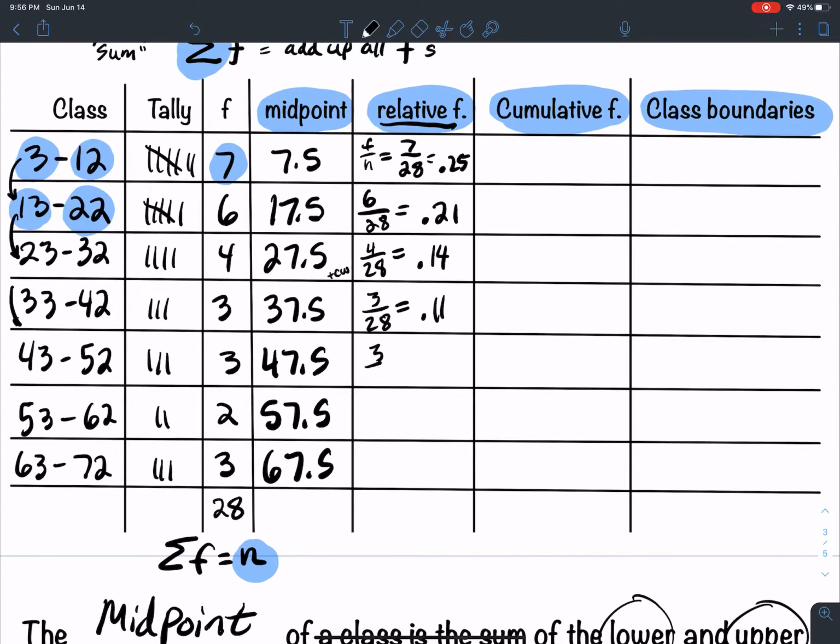3 divided by 28 again gets me 0.11. 2 divided by 28 gets me 0.07. And then last is 3 divided by 28, which gets me 0.11 again. Remember, the 3 comes from the frequency in the class, and the 28 comes from how many there are total. So there's always a total of 28. That's why I divided by 28 every time. So that number is staying the same throughout.